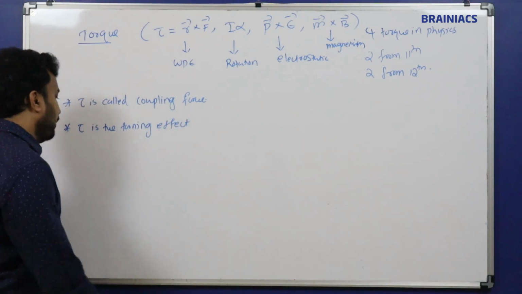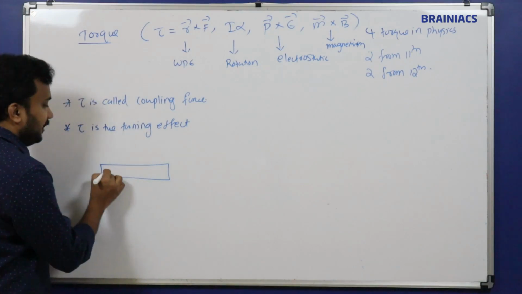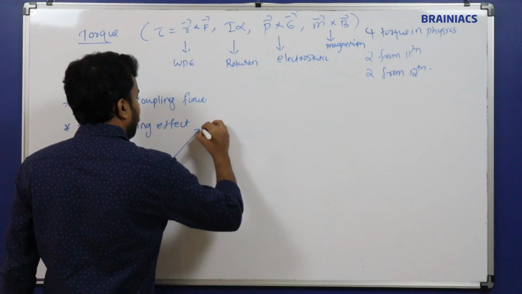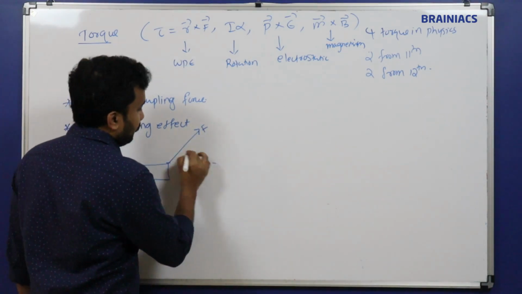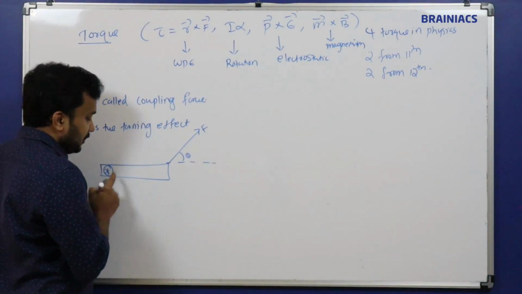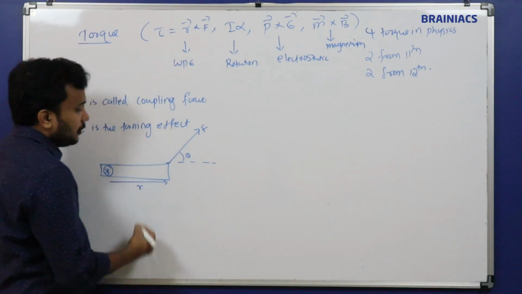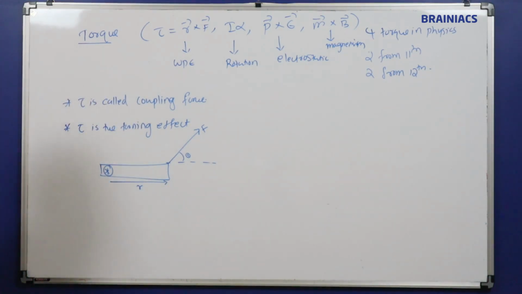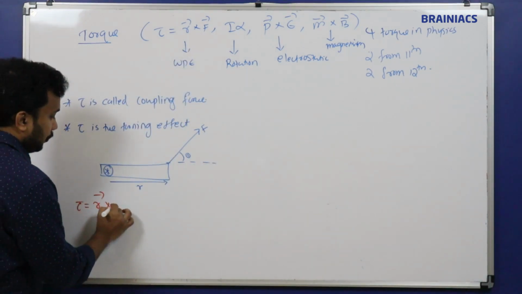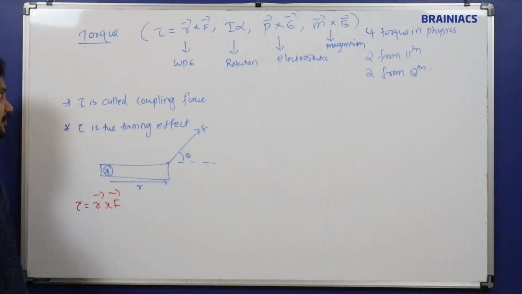Okay, so let me take one example. Suppose I have a hinge over here. The hinge is fixed. I am applying a force like this. With respect to the horizontal, it makes an angle theta. And the distance from the hinge to the point where the force is applied is called R. Now, if you are asking what is the value of torque, then we have 2 ways. In the general equation, torque is equal to R cross F. Okay, R cross F, our first equation.